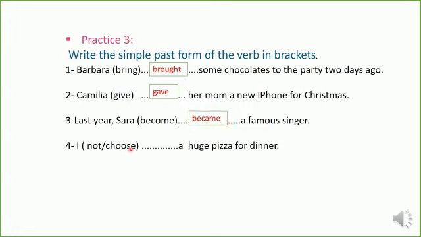I not choose a huge pizza for dinner. Not choose. So this is a sentence. Also, I have to use the verb choose in the past. Okay, I have to use the word not. So in the negative form, it becomes did not choose. How? I did not choose a huge pizza for dinner. This sentence is in the negative form.